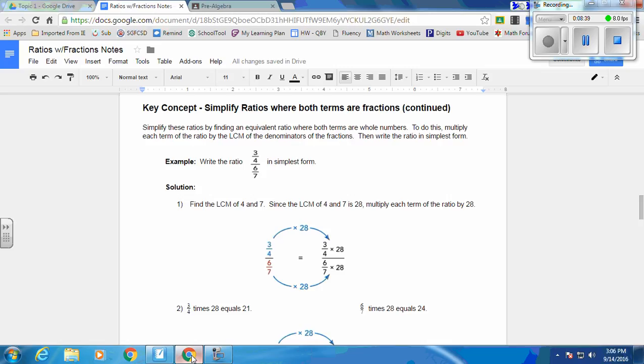So the least common denominator of the fractions, in this case, we're going to be comparing the 4 and the 7. So we're walking you through here. The solution says find the least common denominator, or least common multiple, of 4 and 7. It's similar to finding the least common denominator. Since the LCM of 4 and 7 is 28, we are actually going to multiply each term of the ratio by 28. I'm just going to write on this a little bit more to make it a little bit more friendly for us.